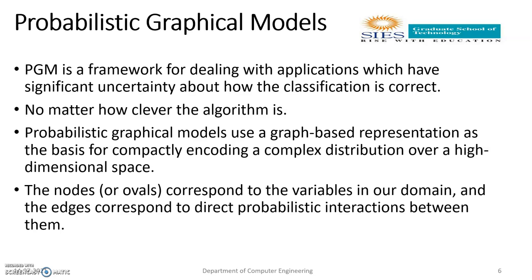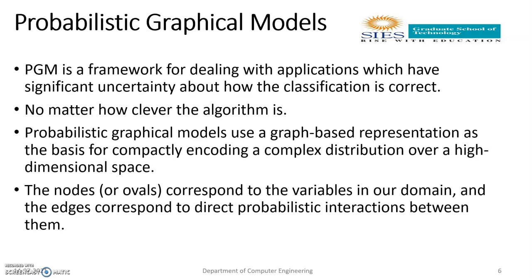is correct. So this is the major role of uncertainty, because we cannot be certain regarding any idea, right? Today it's going to rain, tomorrow it's not going to rain. I cannot be certain regarding such things. So when I am not certain, there comes the question of probability, no matter how clever the algorithm is.